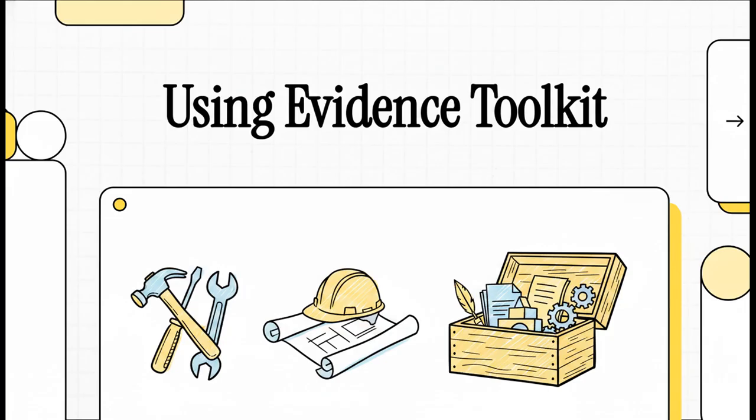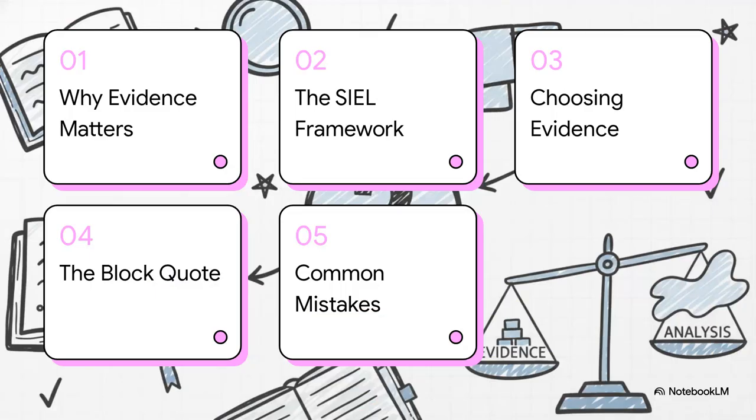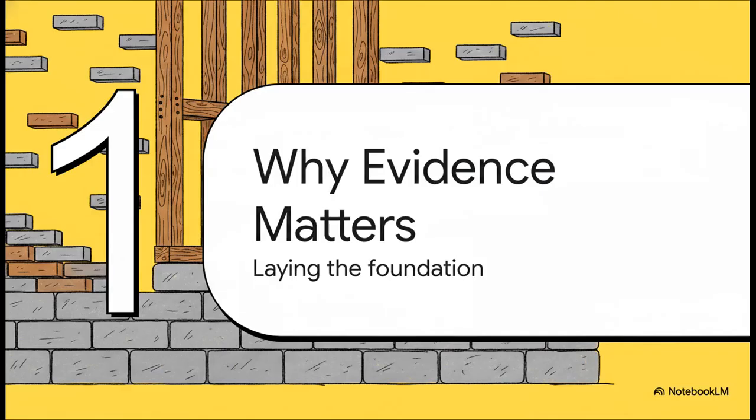Okay, let's dive into this and look at the actual nuts and bolts of how you can immediately upgrade your next writing project. Think of this as opening up your masterclass toolkit. First up, we'll look at why evidence really matters. Then we'll unpack the SIEL writing framework. After that, choosing your evidence type, handling the heavy machinery of the block quote, and finally, putting up the guardrails to avoid common mistakes.